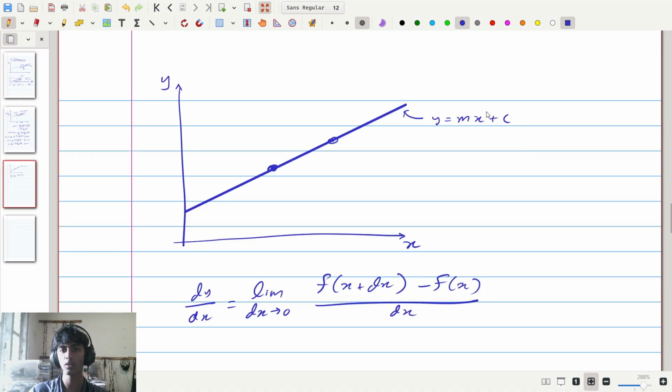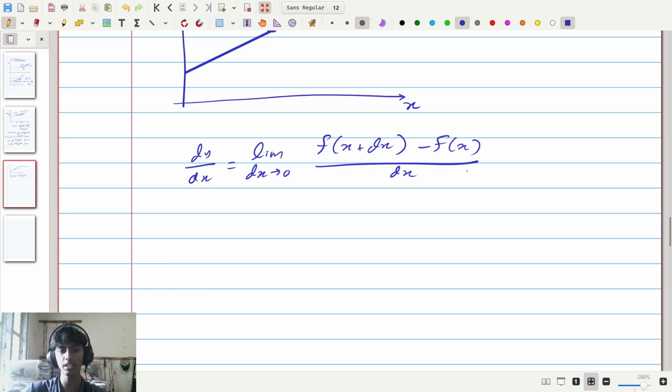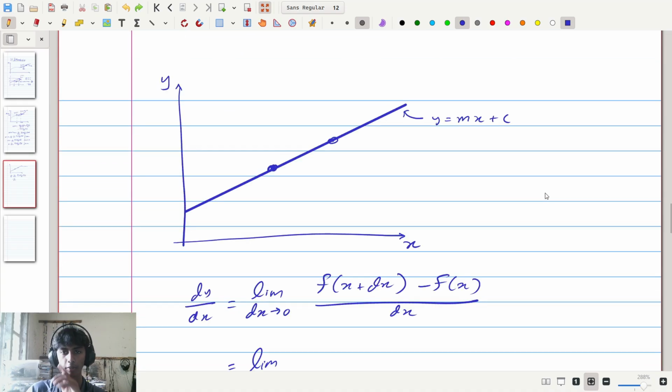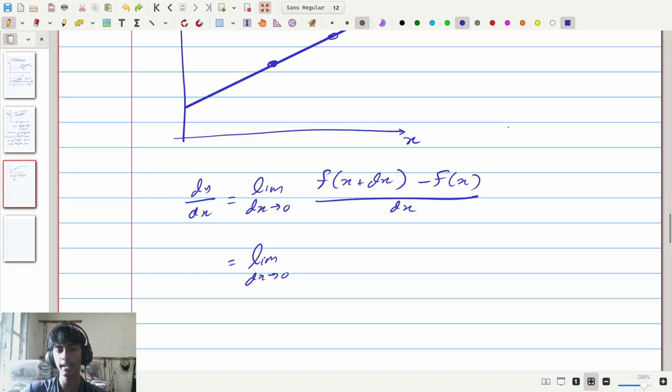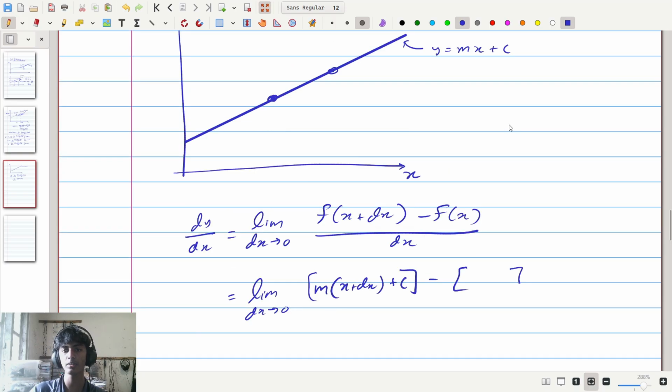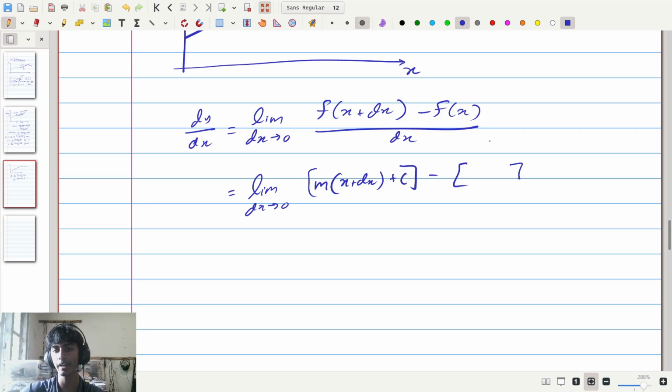So in this case, the function f of x is going to be mx plus c. So we can replace that and say this is equal to the limit as dx approaches 0 of, instead of f of x plus dx, we're going to substitute m times x plus dx plus c. So here we have m times x plus dx plus c. That's the first function, minus the second function, f of x, which is simply mx plus c. So over here in this bracket we have mx plus c, and then divide by the quantity dx.